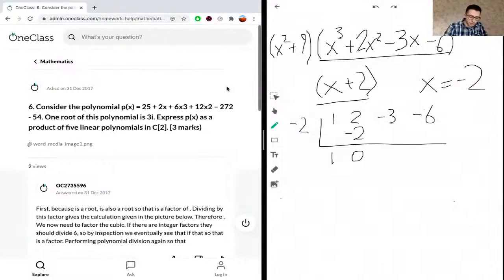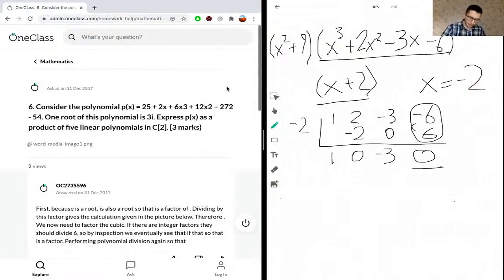And then we do -2 again, times 0, and that will give us 0. And then we add -3 plus 0. This gives us -3. And then finally we do -2 again, times -3, and this gives us +6. And then we add -6 plus +6, which gives us 0. This value represents the remainder, so the remainder is 0.